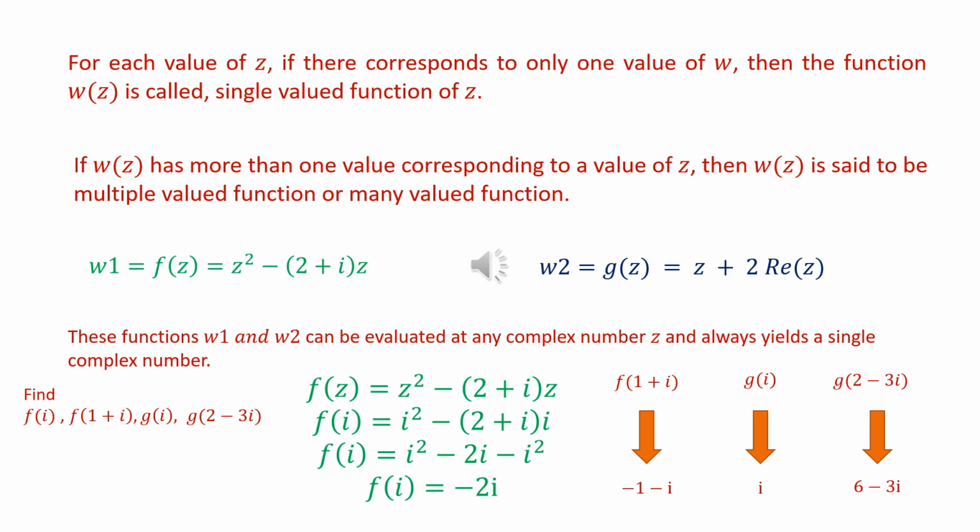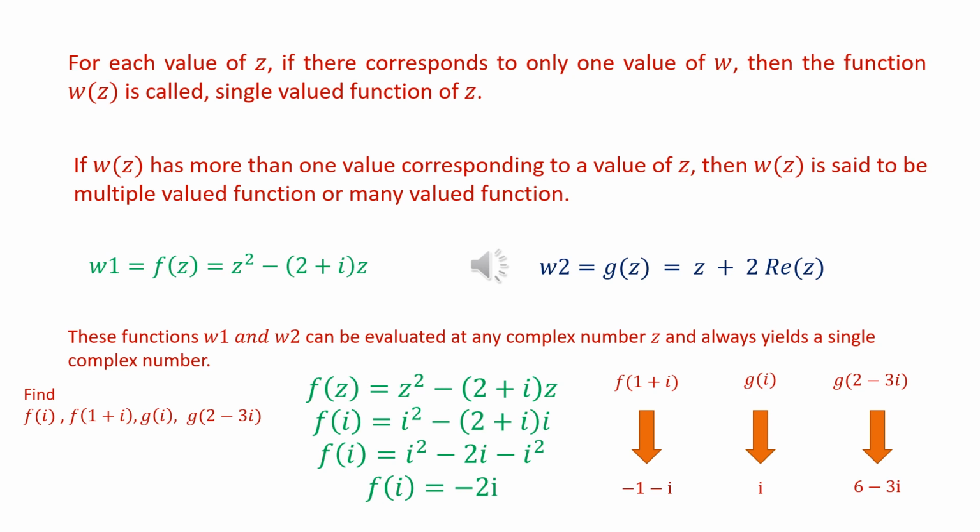So for each value of z, if there corresponds only one value of w, then the function w of z is called a single valued function of z. Suppose w of z has more than one value corresponding to a value of z, then w of z is said to be a multiple valued function or many valued function.